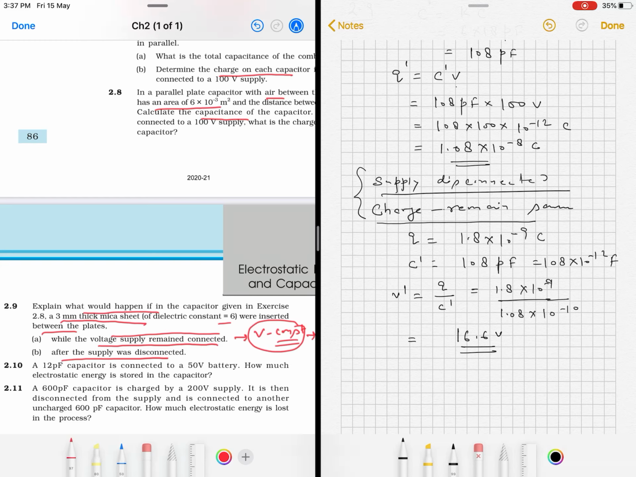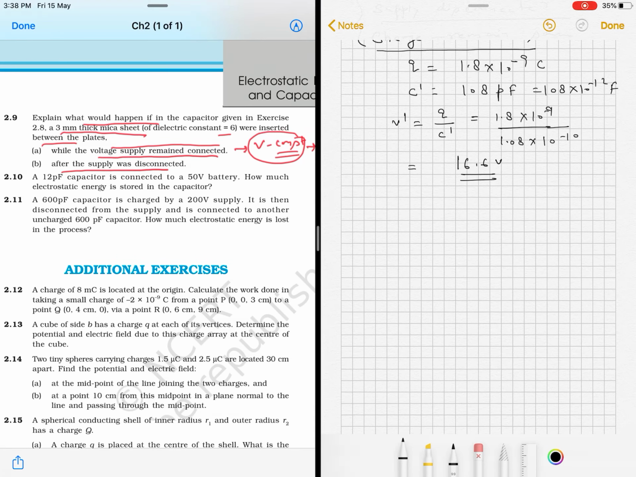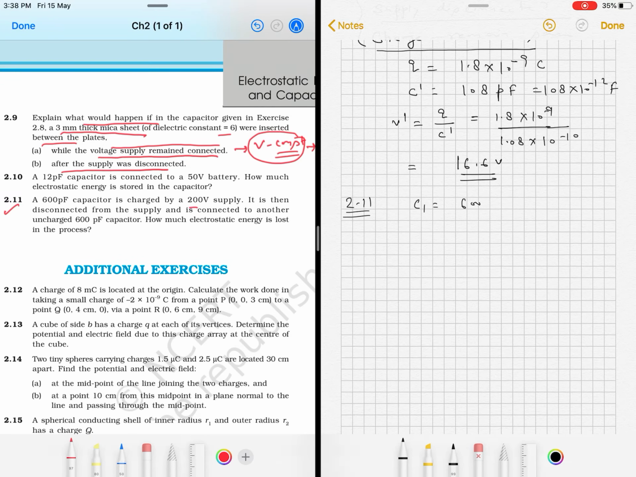2.10 is a very easy question. Now we come to question number 2.11. A 600 picofarad capacitor is charged. So this C1 is 600 picofarad and V1 is equal to 200 volt. It is then disconnected from the supply and is connected to another uncharged capacitor. Another capacitor 600 picofarad, but it is uncharged, so the potential of this capacitor is 0. How much electrostatic energy is lost in the process?